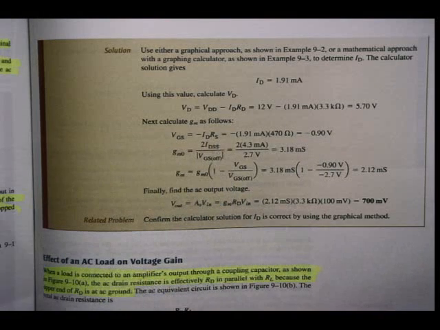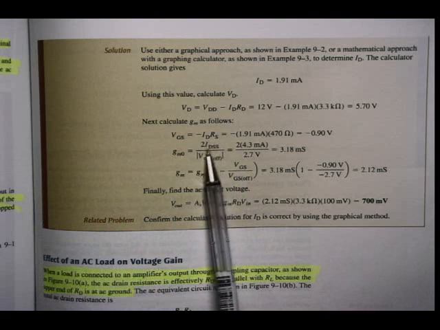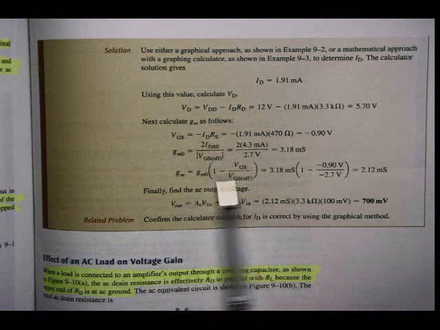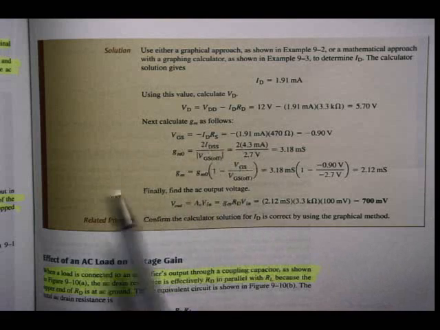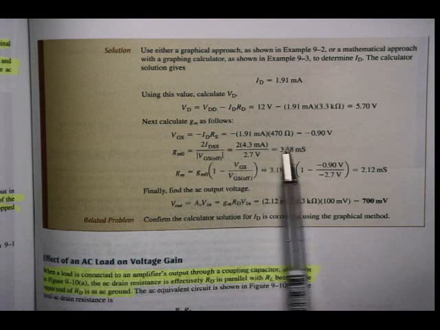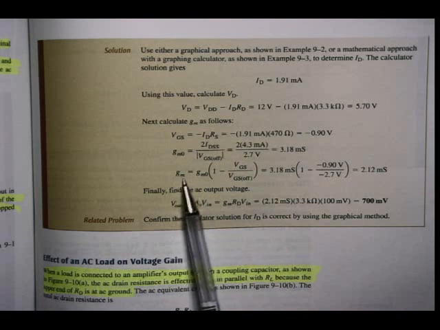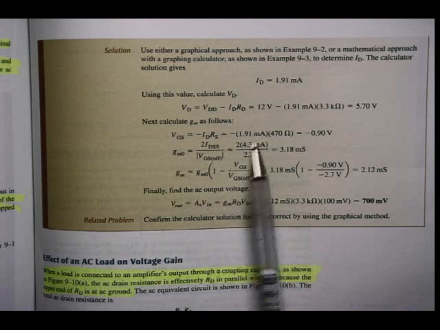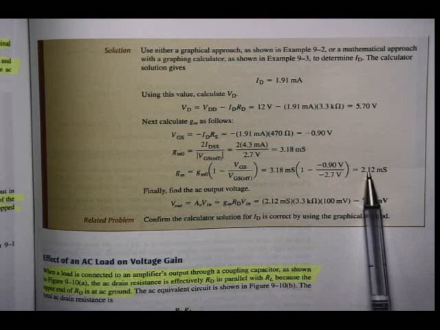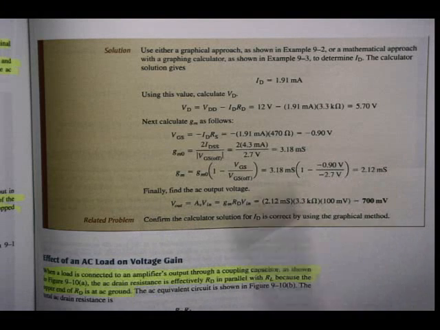This formula is also from the previous chapter. If you recall, you did some examples and basic problems in the previous chapter determining and using these two formulas. 2 times IDSS divided by the absolute value of VGS(off) gives 3,18 millisiemens. And GM, this formula again, GM0 in brackets 1 minus VGS over VGS(off), gives 2,12 millisiemens, not seconds, millisiemens.